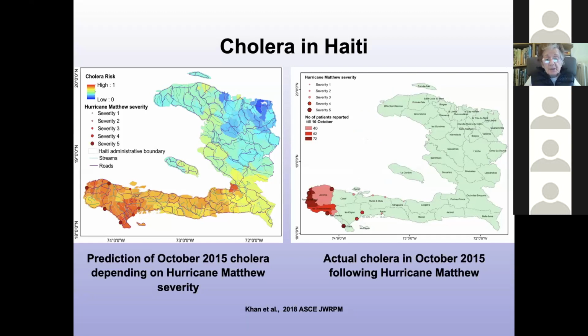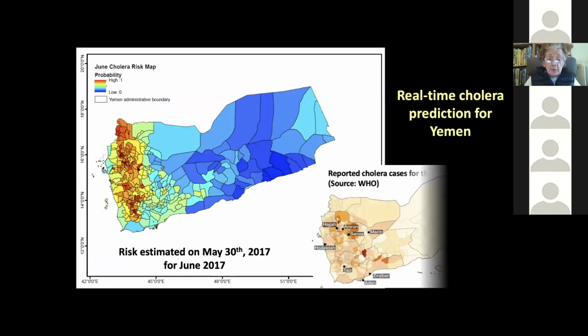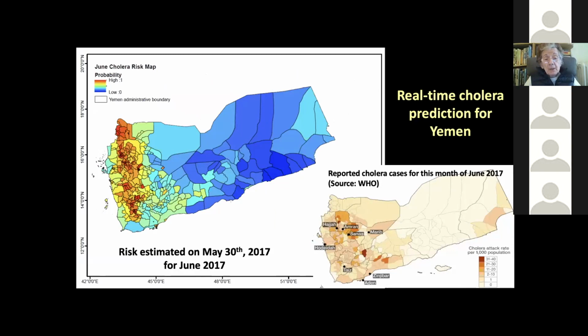We published these data, and we also carried out a study in Yemen in 2017, a retrospective analysis. We have the next slide, please. And we were able to show from the 2017 retrospective analysis, on the left is our prediction of risk, and on the right are the actual cases.